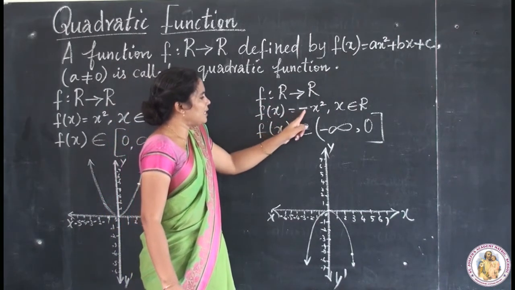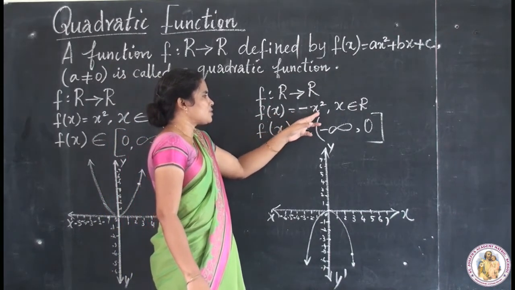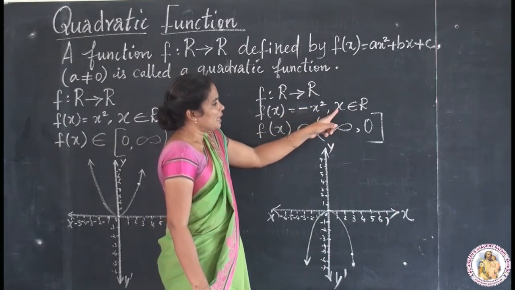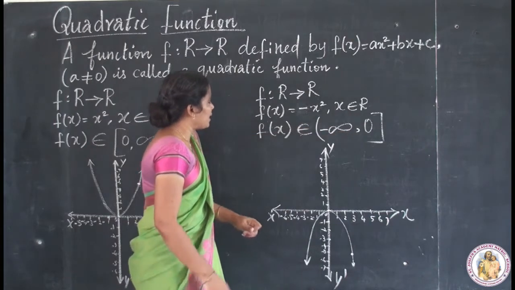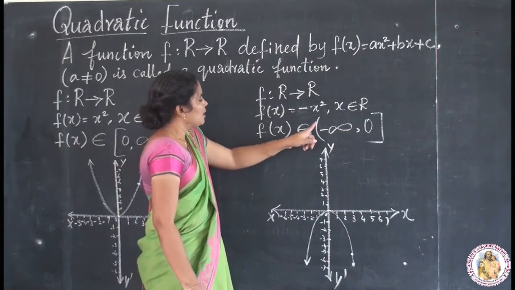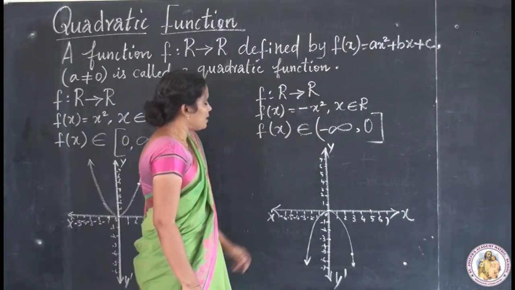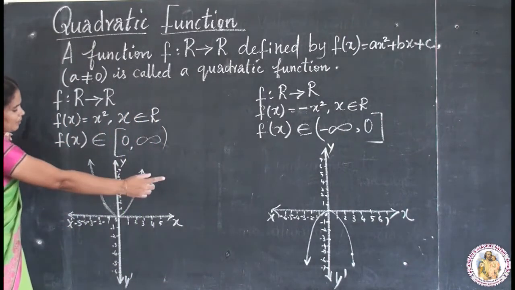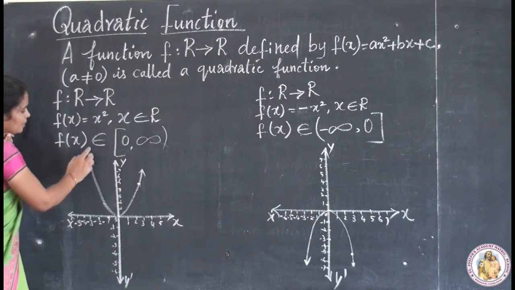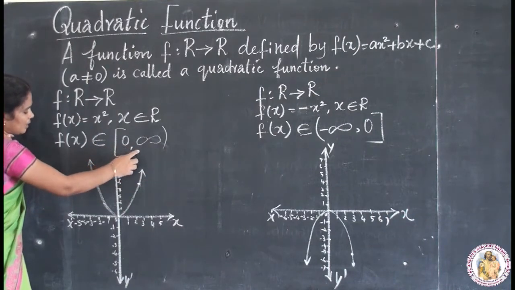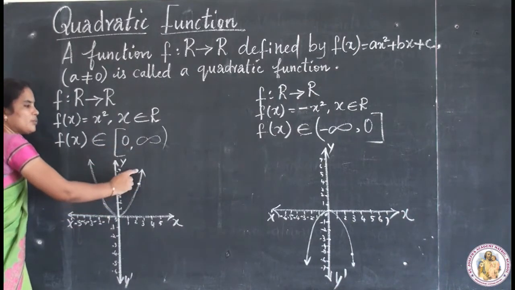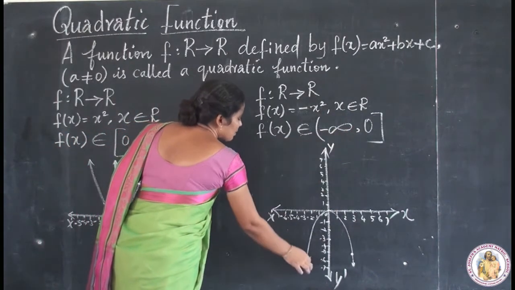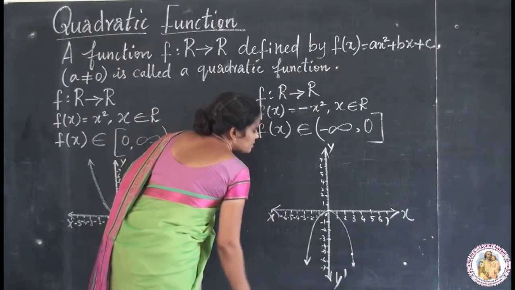And here again in the second graph, f such that R to R, f of x is equal to minus x square. If it is x square, even if x is negative, it will be positive, isn't it? So x belongs to R and f of x belongs to (minus infinity, 0]. Okay, here you can see the image, different parabolic images are given. For [0, infinity), the curve goes upward, and for (minus infinity, 0], the parabolic curve goes downwards.